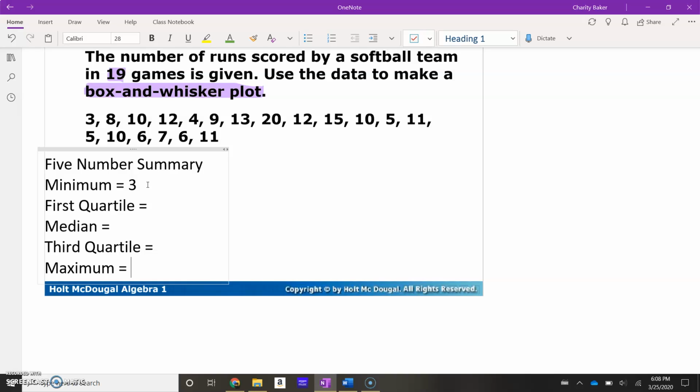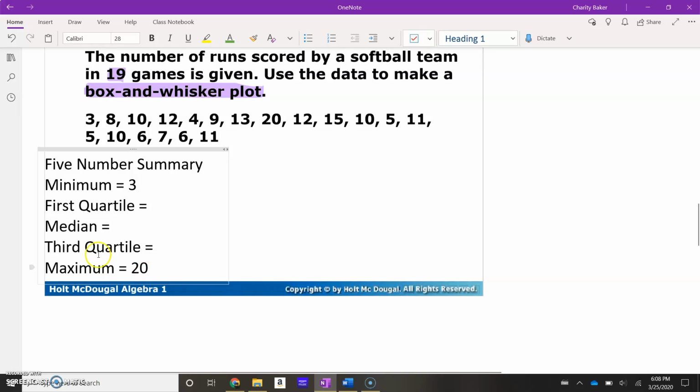So again, 2 of these are super easy. The minimum and the maximum, super easy. You just find the smallest number and the biggest number. The smallest number was 3 right there. What's the biggest number? Look through all of these. 20 is pretty big. I don't see anything larger than 20, so it looks like the maximum is 20. So we've got 2 numbers in our 5-number summary. That's awesome. A minimum of 3 and a maximum of 20.